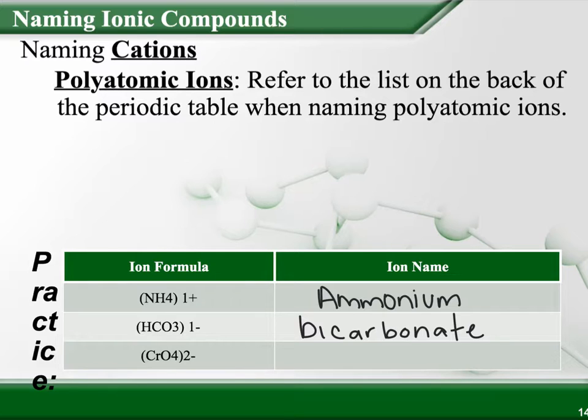And then the last one, CrO4, we'll notice when we look for that it's called chromate. So for the polyatomics, no matter what, if they're positive or negative, when we're naming them, we are just going to use the name given on the back of our periodic table. Easy peasy.